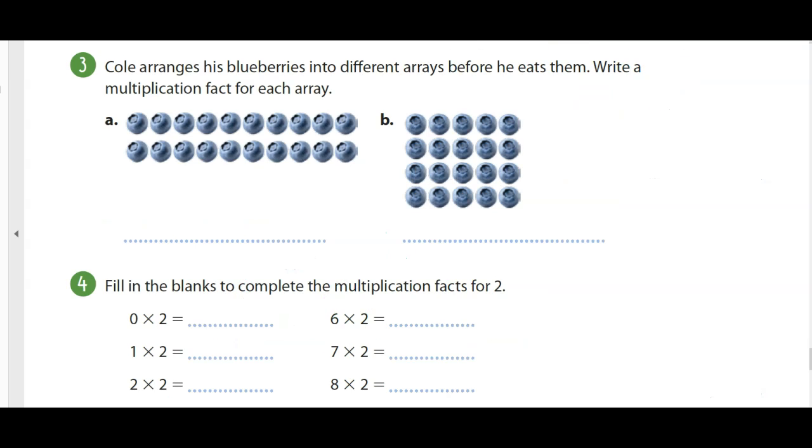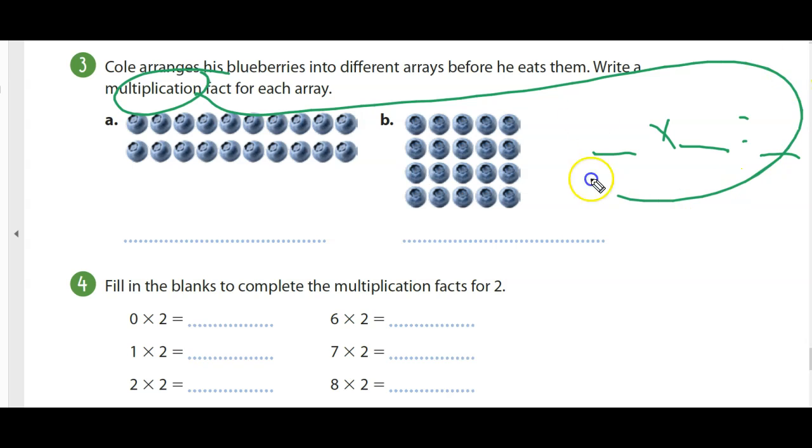Okay, Cole arranges his blueberries in different arrays before he eats them. Write a multiplication equation fact, okay, for each array. Am I doing equal groups? No. Am I going to do an array? I already have one. I just need a multiplication. That means I need a factor times a factor equals the product. That's what they want. When it says multiplication fact, it means this.